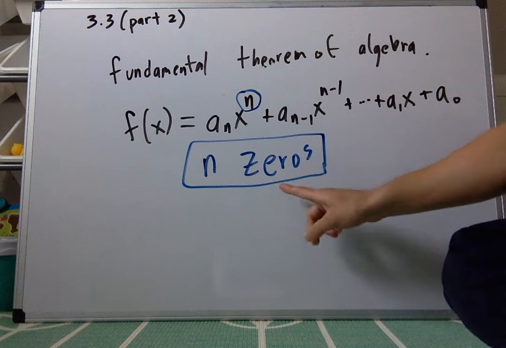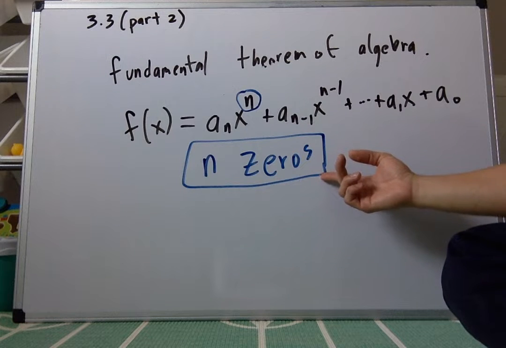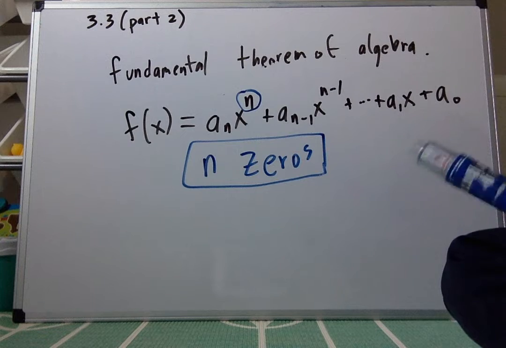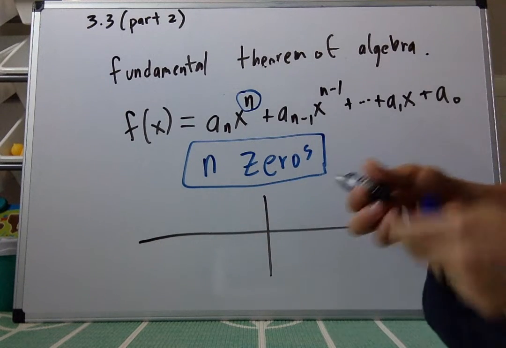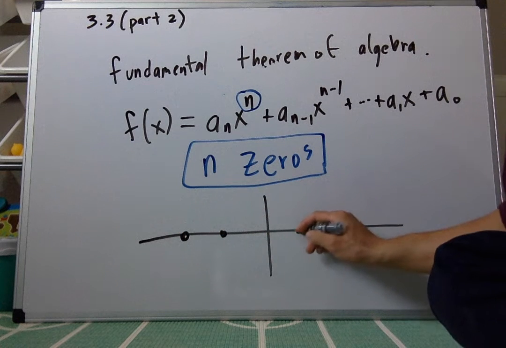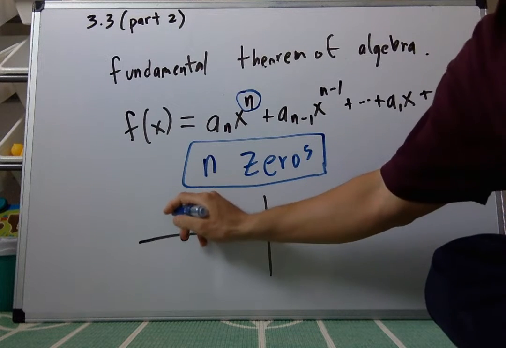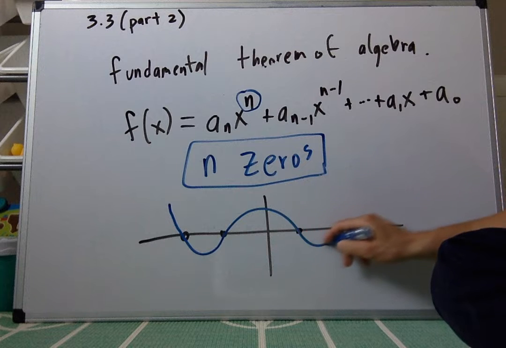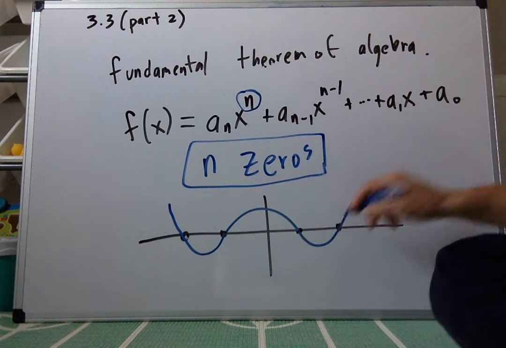Now, when we say n zeros, we mean complex zeros. They could be complex or they could be real. Of course, complex encompasses real too. Now, if those zeros are real, then what that means is it makes the function zero somewhere. So a polynomial will typically have a shape like this, and at the zeros, that's where it crosses the x-axis. So that's where the value is zero.